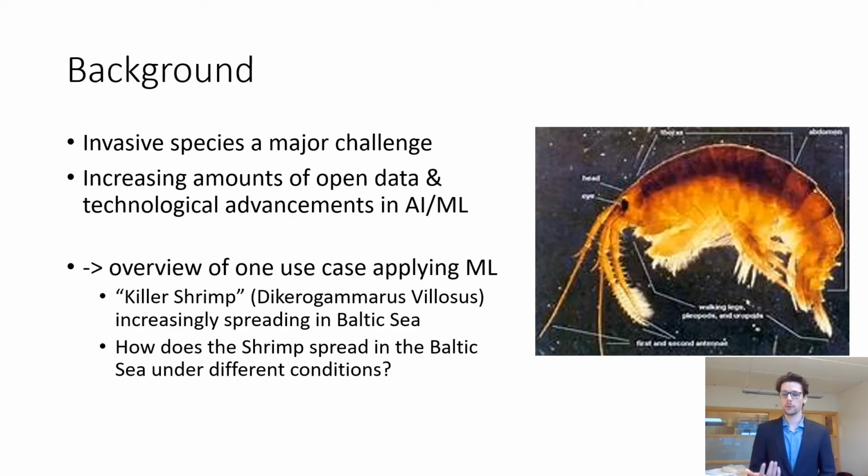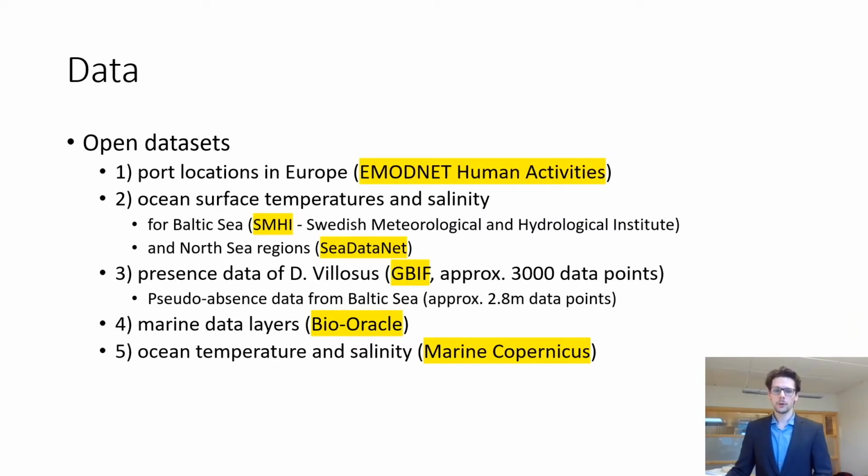We focus on one particular species, which is dubbed the killer shrimp, due to its negative impact. The question we want to answer with machine learning is, how does the shrimp spread in the Baltic Sea under different conditions? This is an overview of the data we used for this use case.